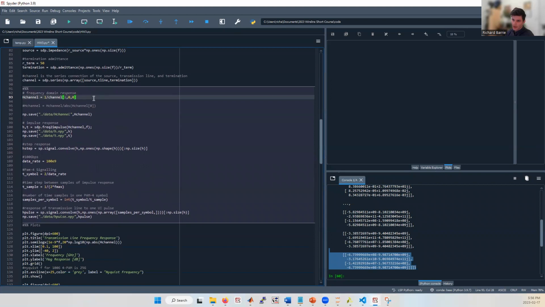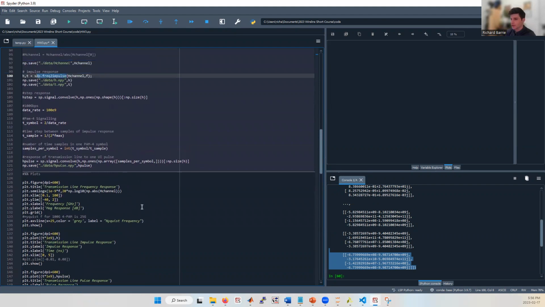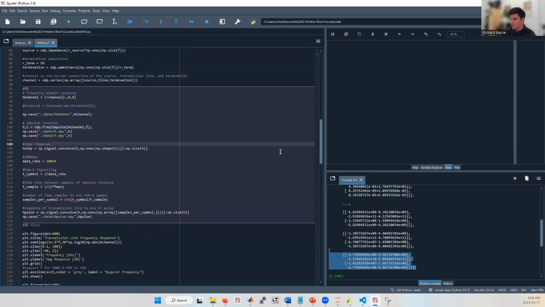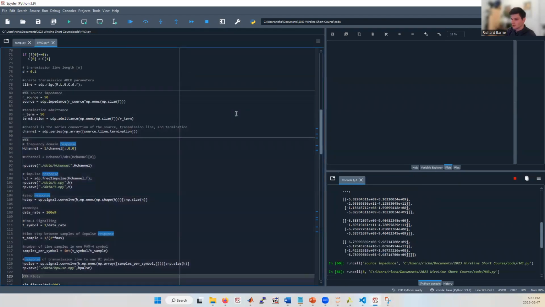Okay, so now we have our discrete frequency response. And using the steps that we explained in the last video, we can calculate the impulse response by taking the inverse Fourier transform, as well as the step response and the pulse response. And we can plot our frequency response and time domain response and take a look at how they look. So I'm just going to run all this code.